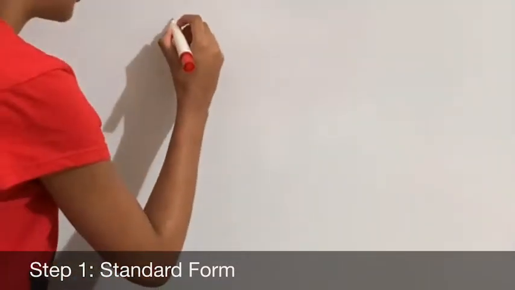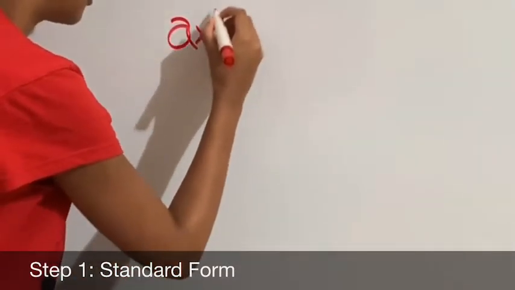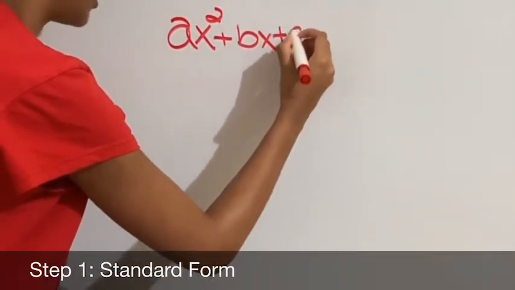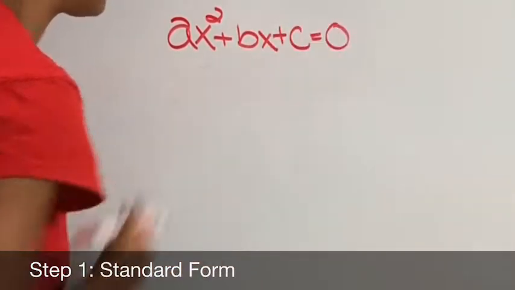Hi, my name is Alina Jacob, and today we're going to learn how to derive the quadratic formula. Let's get started. In order to derive the quadratic formula, we're going to need the quadratic equation. The quadratic equation must be in its general or standard form. The standard form for a quadratic equation is ax squared plus bx plus c equals 0.